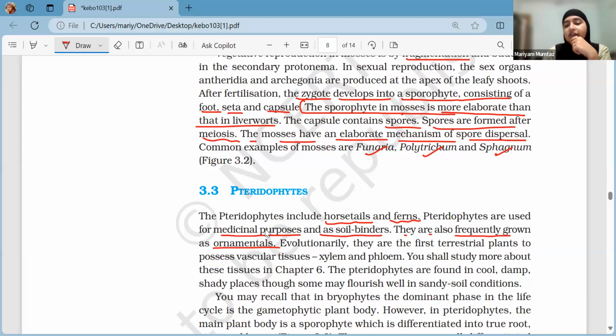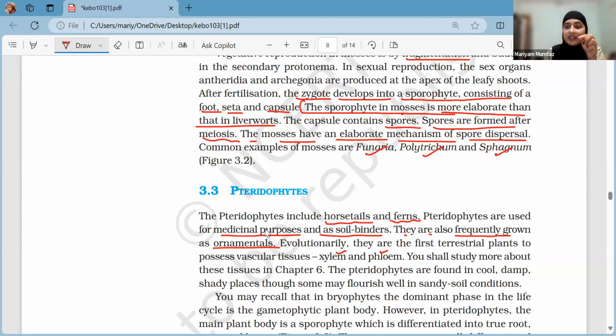Evolutionarily, they are the first terrestrial plants to possess vascular tissues, that is xylem and phloem. See, xylem and phloem, you people remember, they are for the conduction of water and food, right? So xylem and phloem was not there up until now in any of the phyla or divisions. Until bryophytes, no xylem and phloem was there. Now, slowly, the pteridophytes are moving towards the land condition. Pteridophytes are no more aquatic. They're moving towards the land.